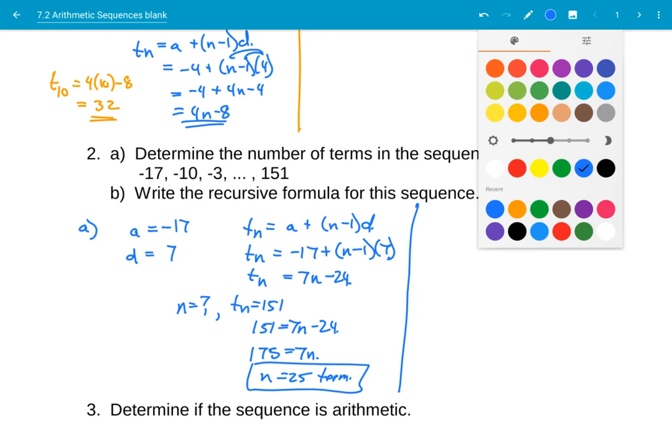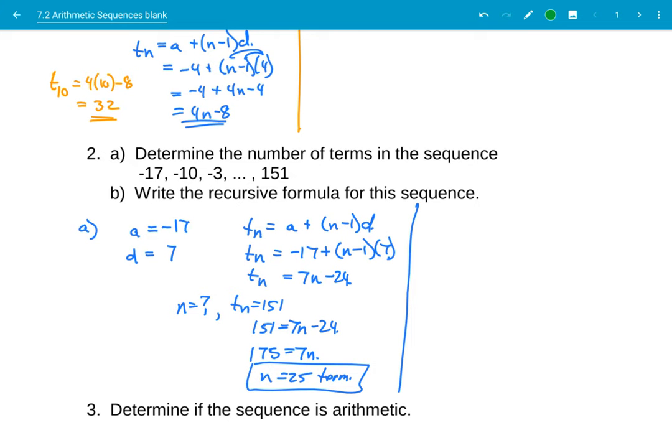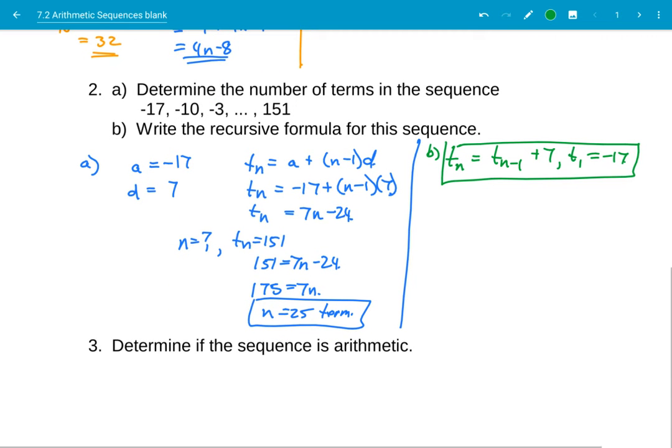Now for B, they want us to write it as a recursion. Well, that's actually pretty simple for this. We're adding 7 each time. So you take yesterday's number, the number before, and add 7. And of course, the first term is -17. And there's the recursion. So writing arithmetic sequences as recursives is actually usually pretty easy.